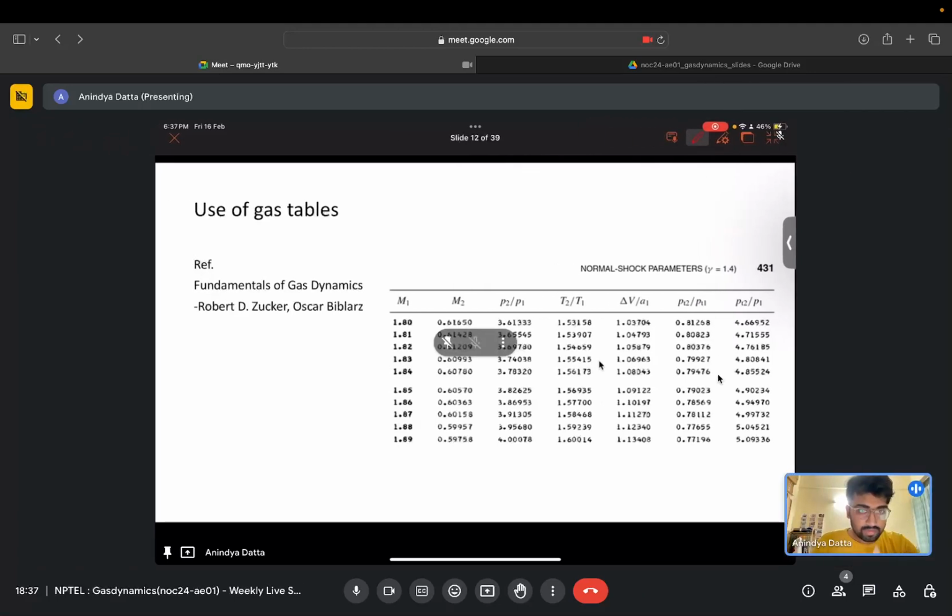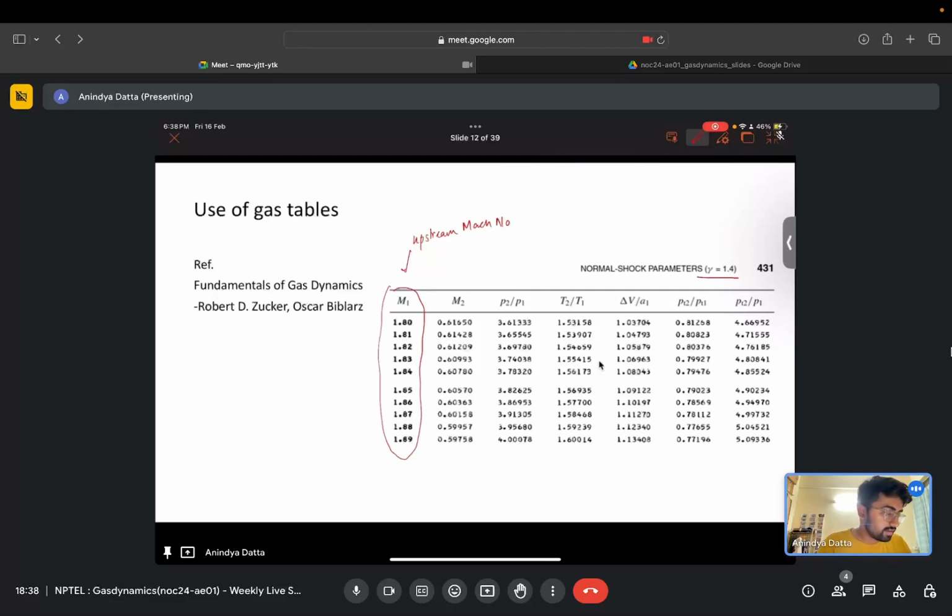Before going to the next problem, let me introduce how the gas tables for normal shocks look. We have seen that the major expressions for normal shock waves are given in terms of the upstream Mach number M1 and gamma. We fix gamma at 1.4, so everything becomes a function of the upstream Mach number. This is our upstream Mach number.